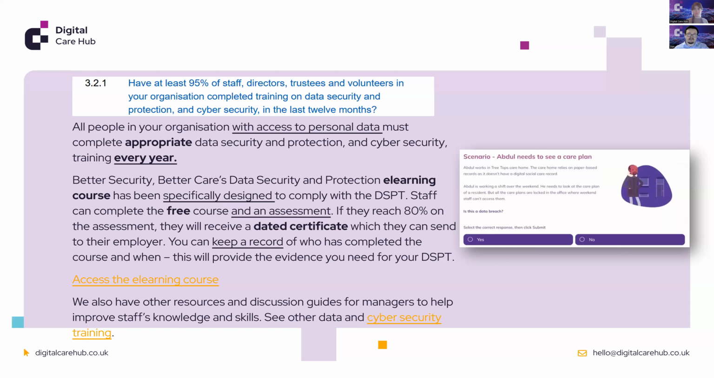You may not call it this and it may not cover all of the same things. And I can see a couple of people in chat have said they use slightly different platforms. And I'd probably recommend having a little look at our training, have a look at their training, and just cross-examine the two.